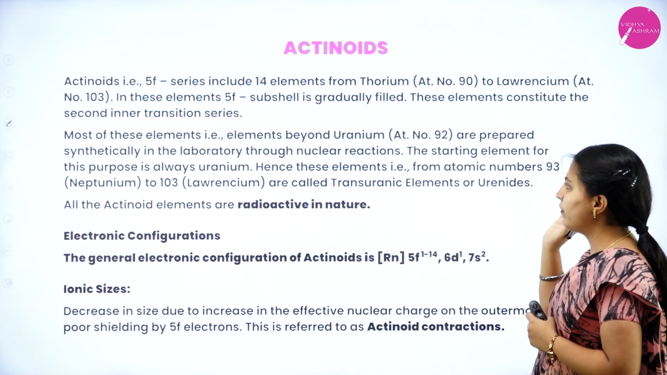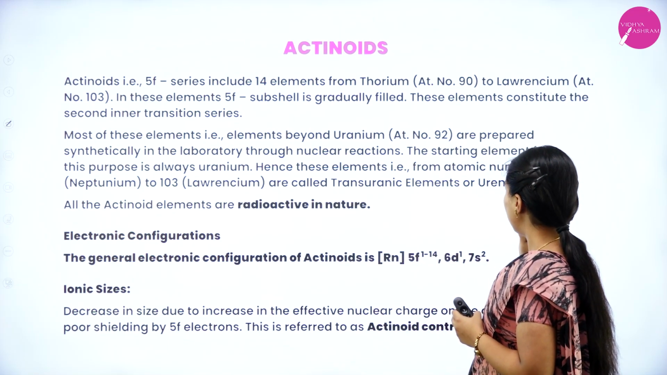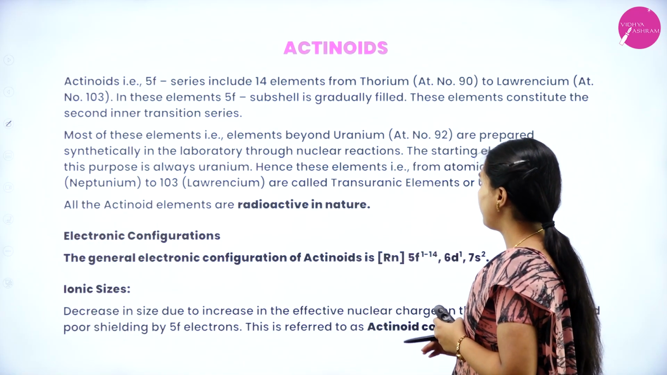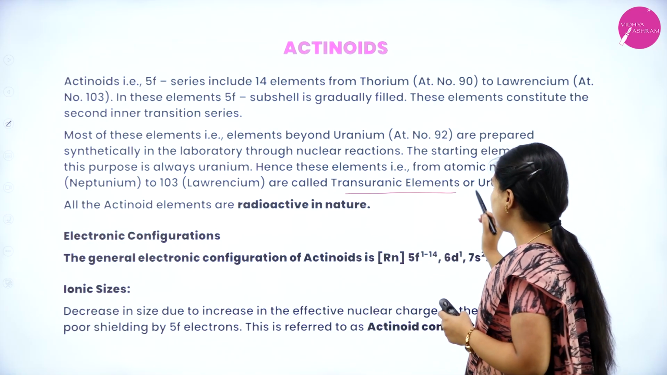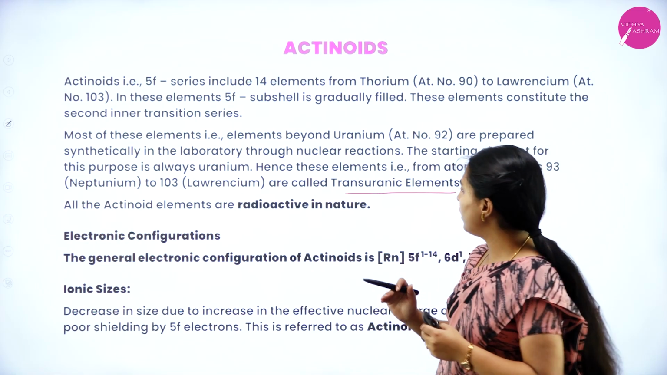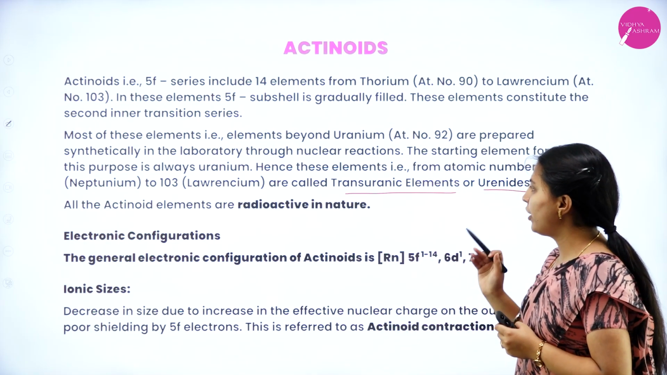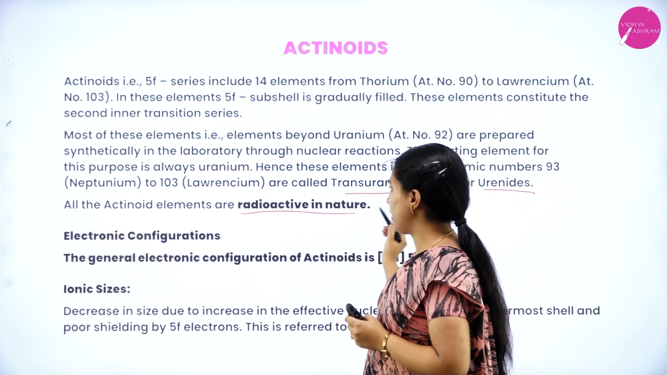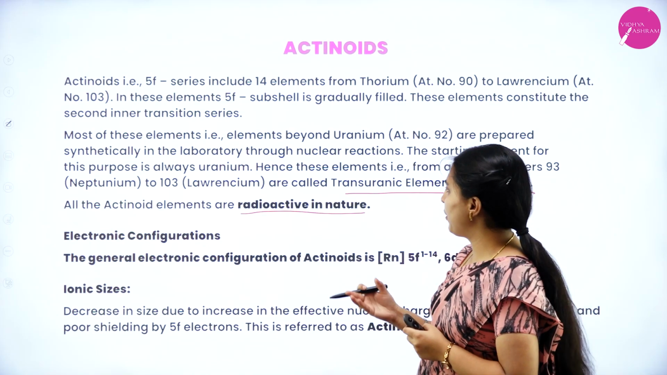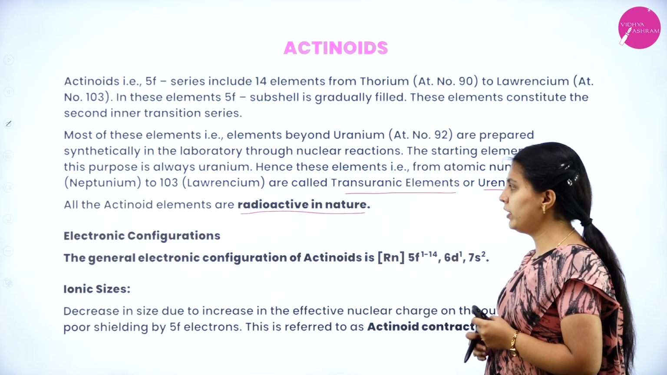The starting element for this purpose is always uranium. Hence, these elements, from atomic number 93 to 103, that is from neptunium to lawrencium, are called transuranic elements or transuranides. Since the starting element is uranium, we call them transuranic elements. All the actinoid elements are radioactive in nature. Since they are synthetically made in the laboratory through nuclear reactions, they are radioactive.